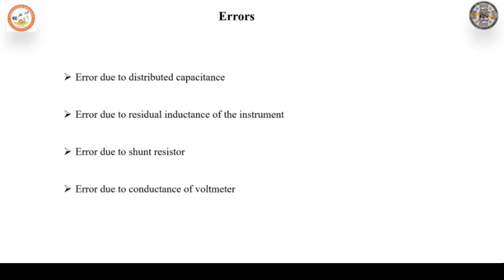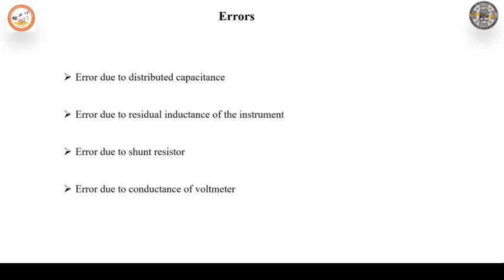So distributed capacitance reduces the effective value of Q of a coil, and the difference between the measured value and the actual value depends on the value of the distributed capacitance and the resonating capacitor. The true value of Q can be obtained from the relation Q is equal to QM times (C plus CD) by C.